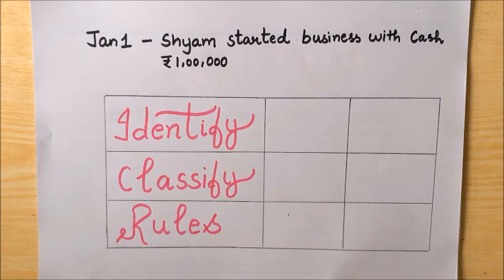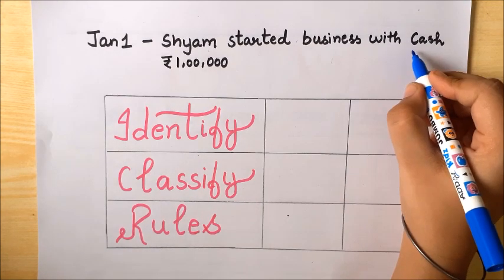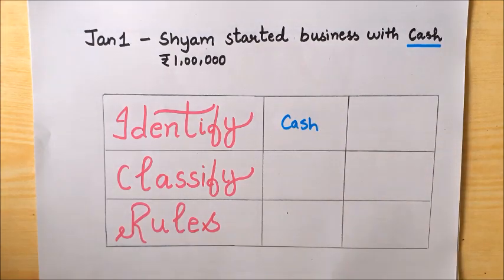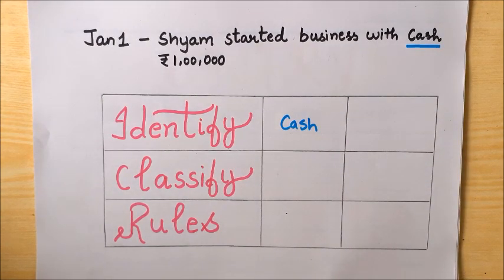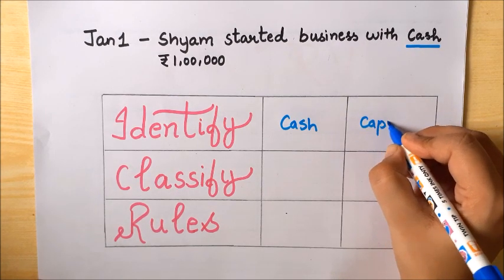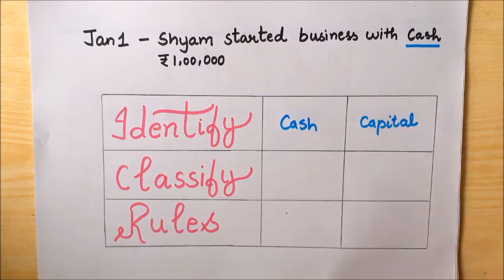Let's understand these rules with the help of an example. On January 1, Sham started business with cash of 1 lakh rupees. First, you need to identify the two accounts involved. First is cash, which is clear from the statement. Second, Sham started business with cash, and anything which is invested in business is called capital.